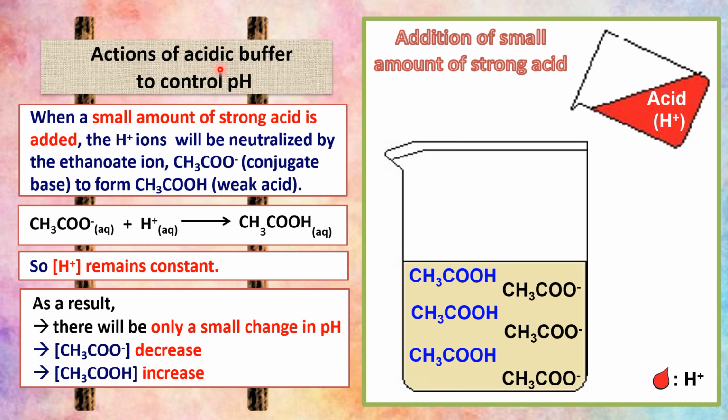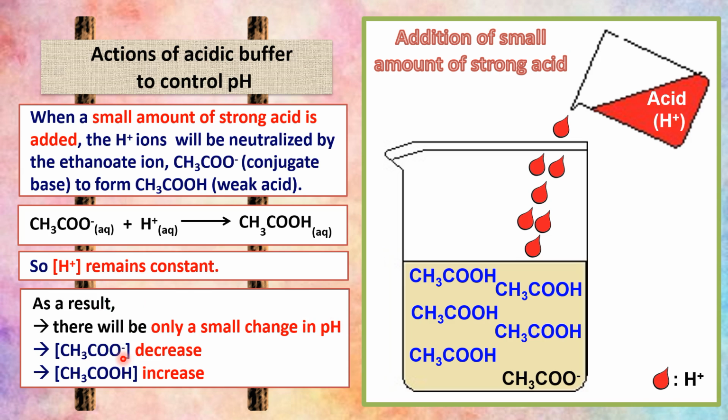How does an acidic buffer control its pH when a small amount of strong acid is added? When a small amount of strong acid is added, the H plus ion will be neutralized by the ethanoate ion, that is the conjugate base, to form acetic acid, that is the weak acid. Because of that, the concentration of H plus ion remains constant. So as a result, there will be only a small change in pH.